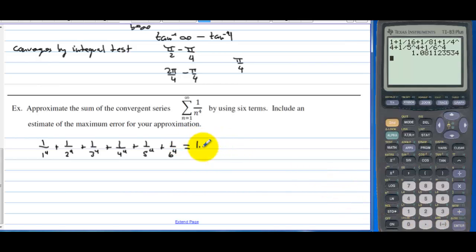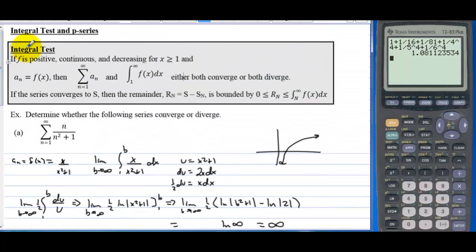So we have 1.081. It says now include an estimate of the maximum error for your approximation. Let's go back up to the integral test. It says if the series converges to S, then the remainder, R sub n equals S minus S sub n, is bounded by 0 and the integral of f of x. But notice that we want the remainder after the 6th term. So 0 is less than or equal to R sub 6 is less than or equal to the integral from 6 to infinity.